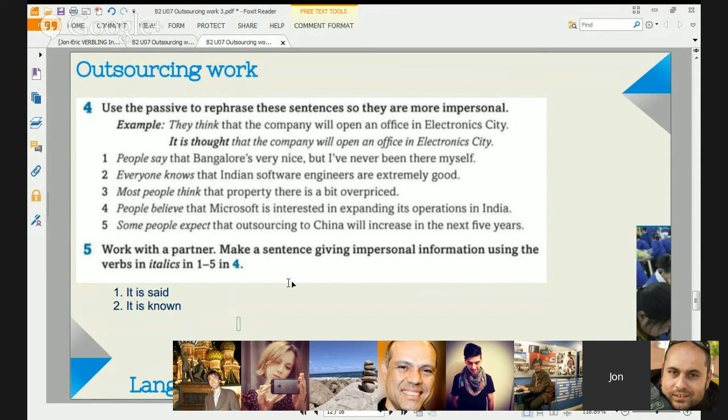What was the second part? Did you say is interested? It is interested. Yeah. Okay, good. I didn't hear the is. Okay, good. And Yuki, last one, 5. It is expected that outsourcing to China will increase in the next 5 years. Perfect. So this it is form is very good in a presentation, something more formal.